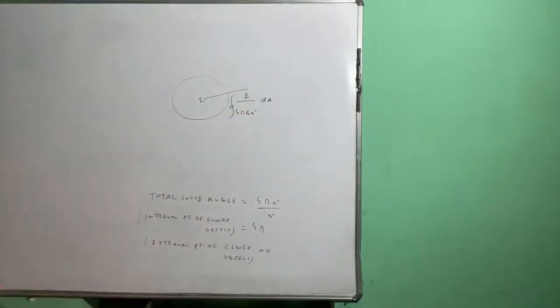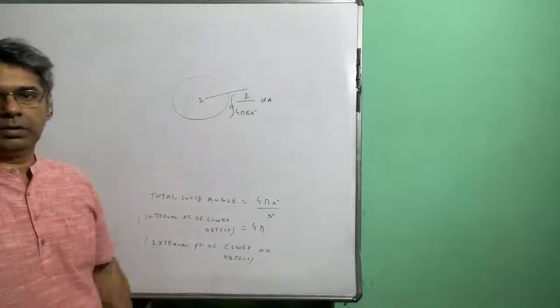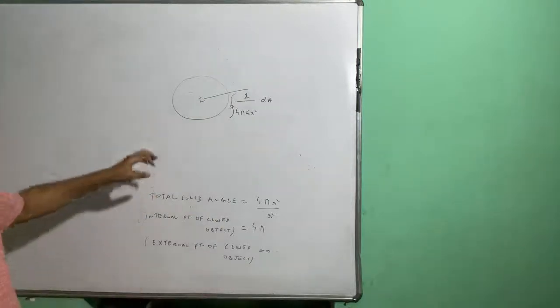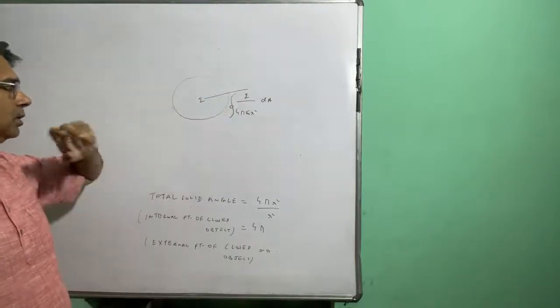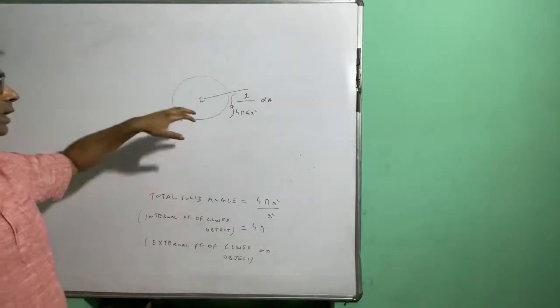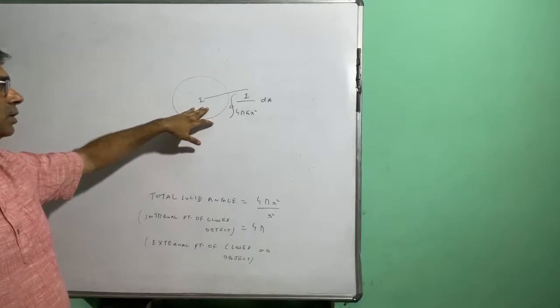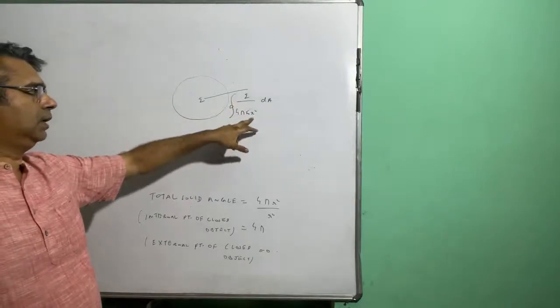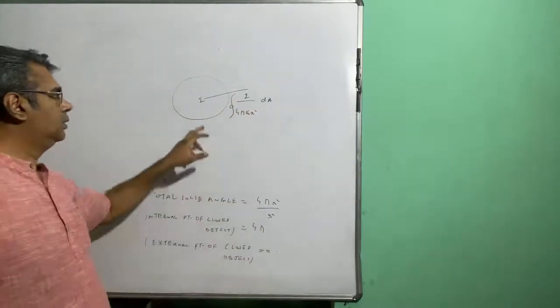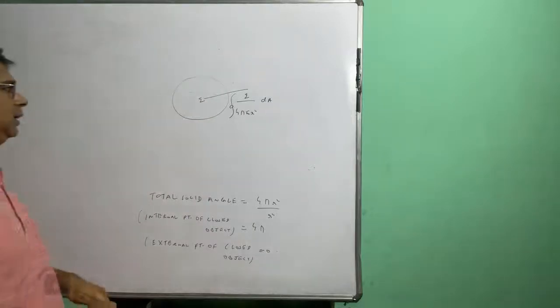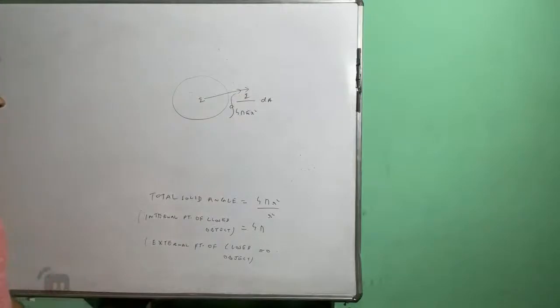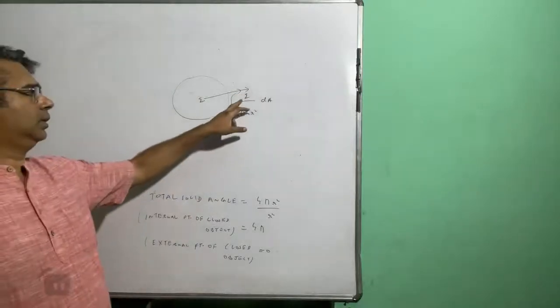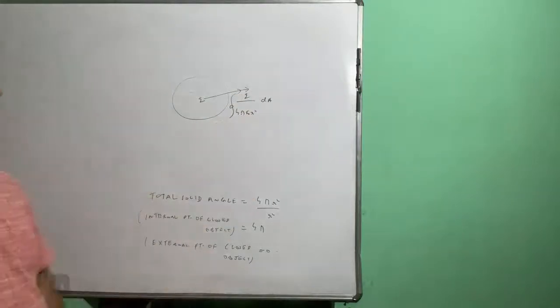Suppose you consider a sphere which encloses a charge of q. If you take a small element of area dA on the surface of this sphere, then the flux is given by the formula, field into the area vector. Since it is a sphere, the field will point this way, and the area vector will also point this way. So the flux will be Q by 4 pi epsilon naught r square into dA.